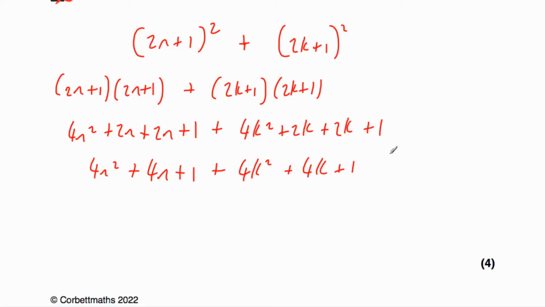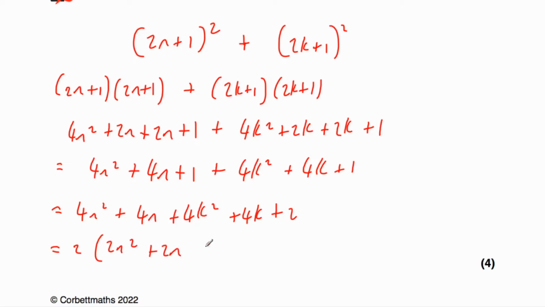Now we want to show this is even, so let's simplify it. So simplifying out, collecting our like terms. Well, our like terms are the numbers, so it's going to be 4n squared plus 4n plus 4k squared plus 4k. And then we've got 1 plus 1, that's equal to 2. And now let's factorize this by taking 2 out because we want to show it's even. So if we take 2 out, we get 2 times 2n squared plus 2n plus 2k squared plus 2k plus 1. So that's 2 times something, so therefore it is even.